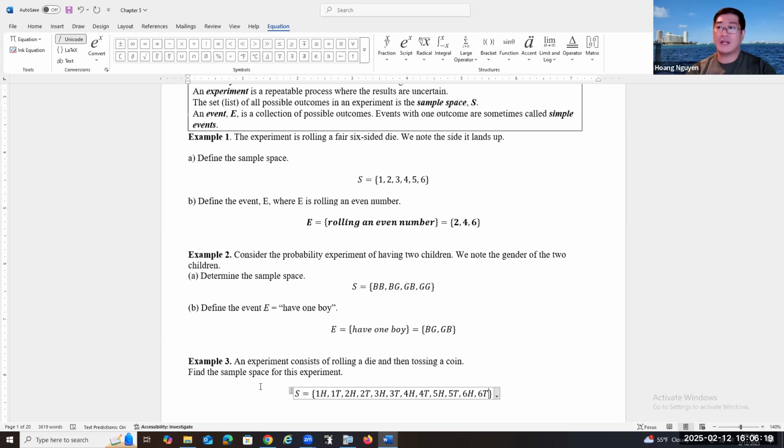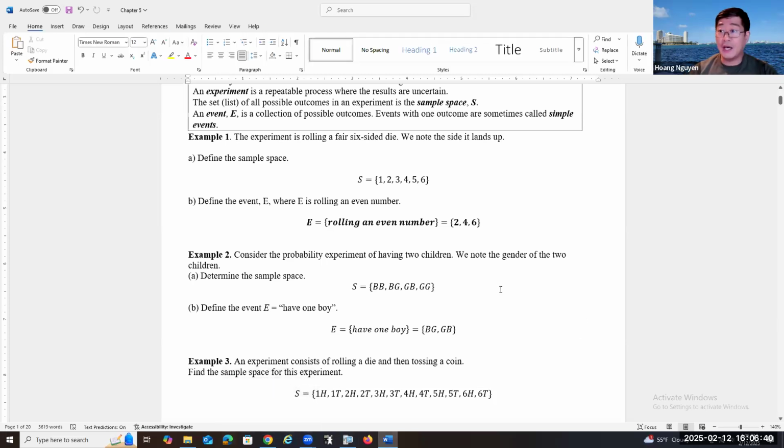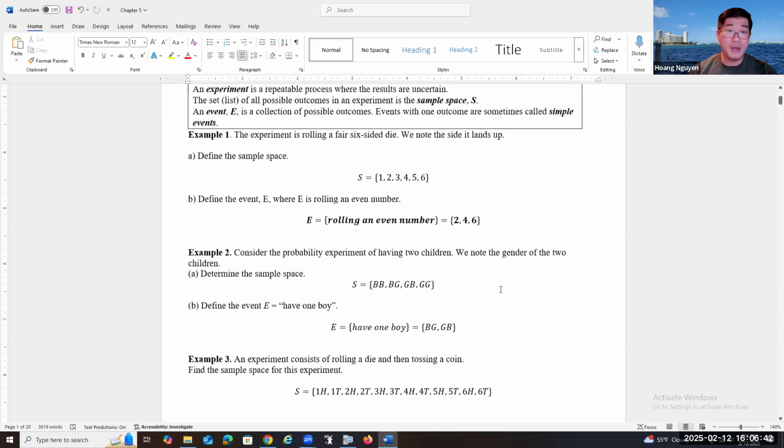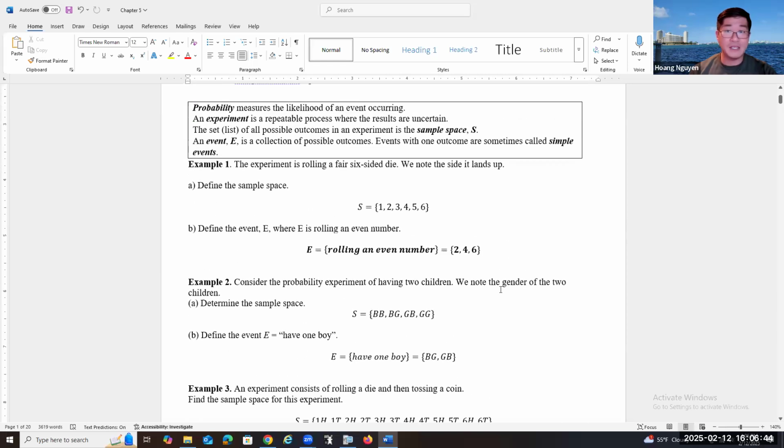So that's going to be the sample space. The sample space is a collection of all of the possible outcomes from an experiment. When we're working with probabilities, everyone, it's very important for us to know the sample space because that's going to be one of the values for your calculation of the probability. Okay, so that's the definitions related with probability: probability, experiment, sample space, and then event.